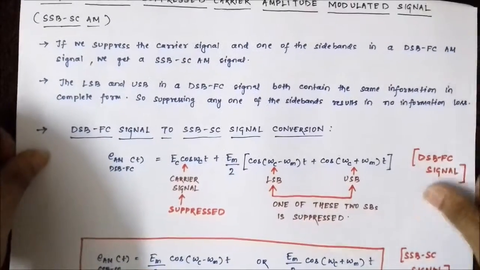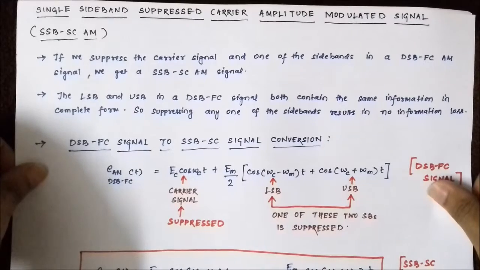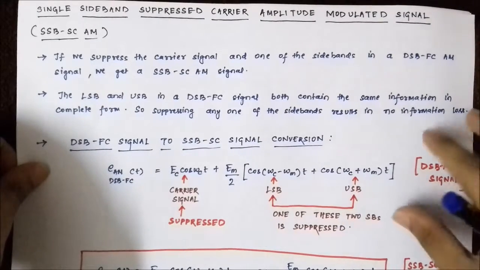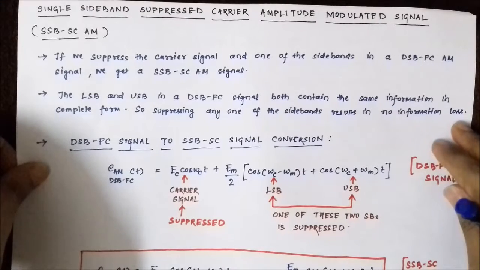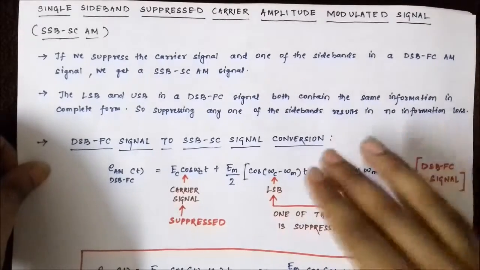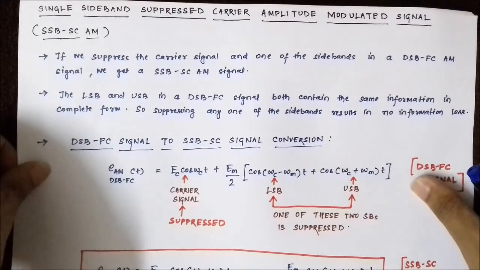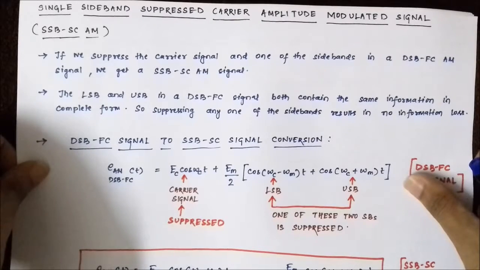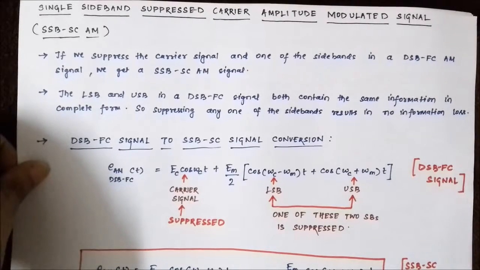Now, why should we go for single sideband suppressed carrier signal? Both the lower and upper sidebands in an amplitude modulated signal contain the same information in complete form. So it does not result in any information loss if we suppress one of the sidebands and only transmit one sideband.